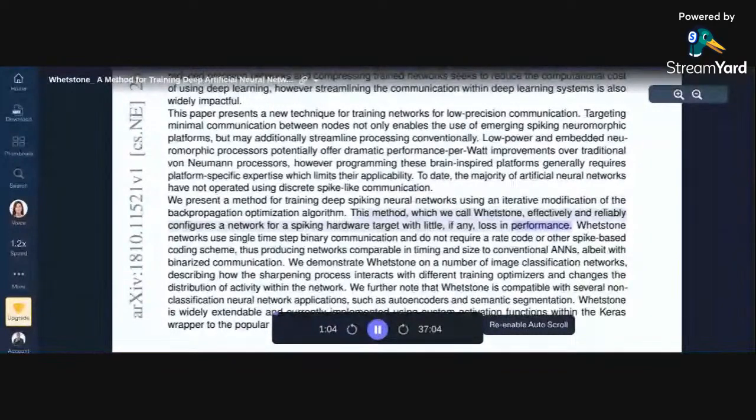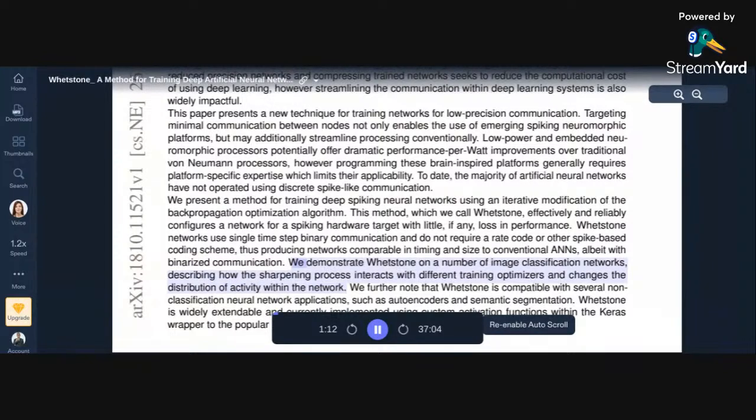Whetstone networks use single time-step communication and do not require a rate code or other spike-based coding scheme, thus producing networks comparable in timing and size to conventional ANNs, albeit with binarized communication. We test Whetstone on a number of image classification networks, describing how the sharpening process interacts with different training optimizers and changes the distribution of activity within the network.